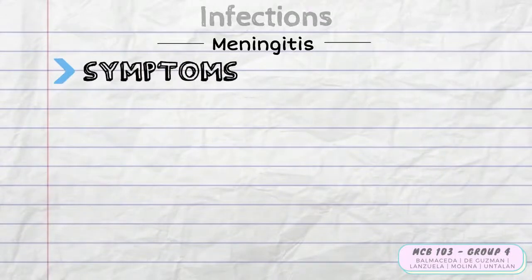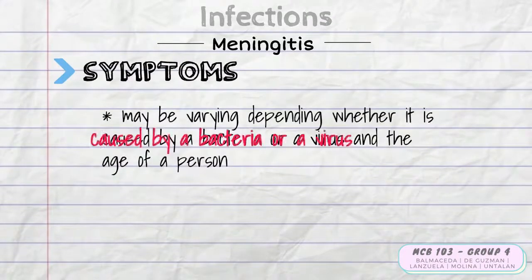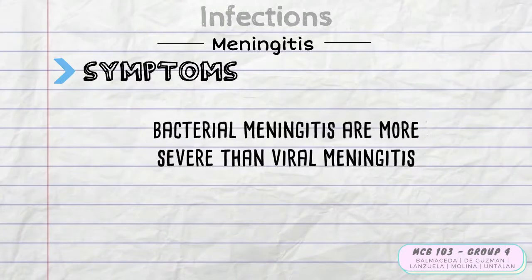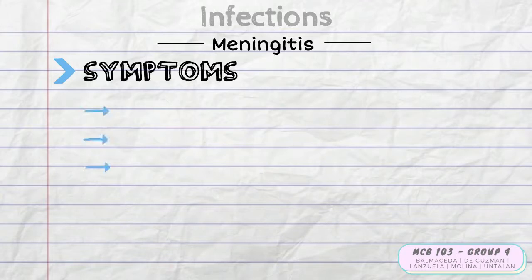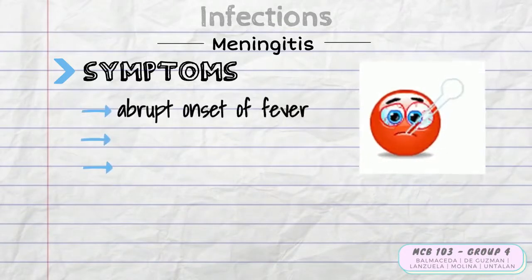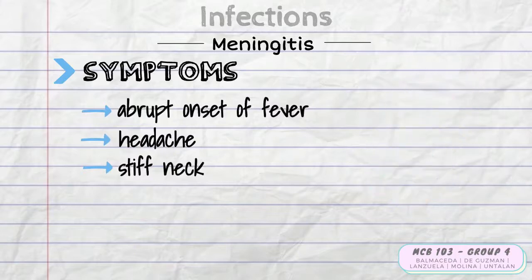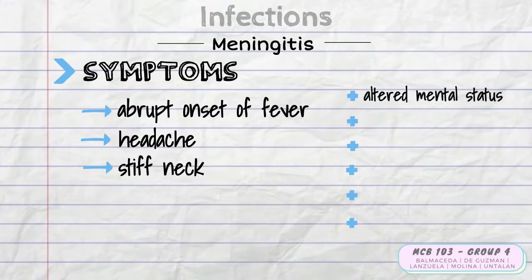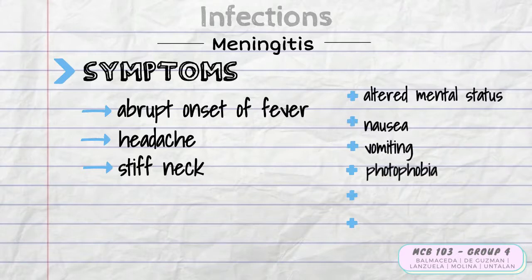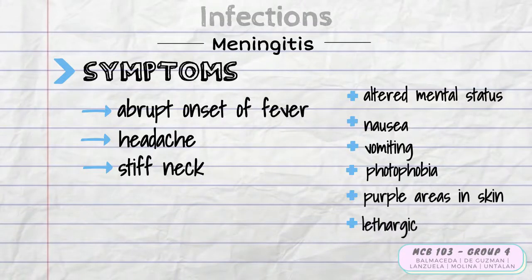Symptoms of meningitis can vary depending on whether it is caused by a bacteria or a virus and the age of a person. Typically, symptoms of bacterial meningitis are more severe than viral meningitis. Generally, symptoms of meningitis include abrupt onset of fever, headache, and stiff neck. Specifically, additional symptoms of bacterial meningitis can include altered mental status, nausea, vomiting, photophobia or the eyes being sensitive to light, appearance of purple areas in the skin which resemble bruises, and feeling lethargic.